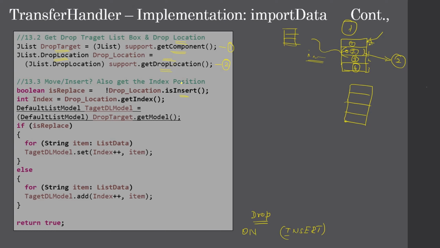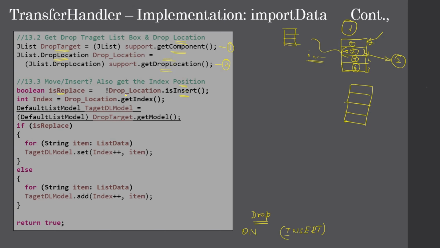For that check, here we are checking whether the drop location is insert. That means we need to insert in between the items, or we need to replace an existing item. This will get clear in the next video, but for now you can know whether we want to insert an item or replace. So if insert is not set, then we are replacing, otherwise we are inserting it. So that's what we have here.